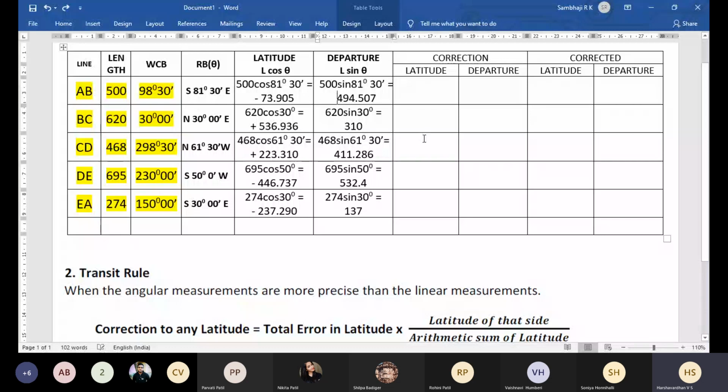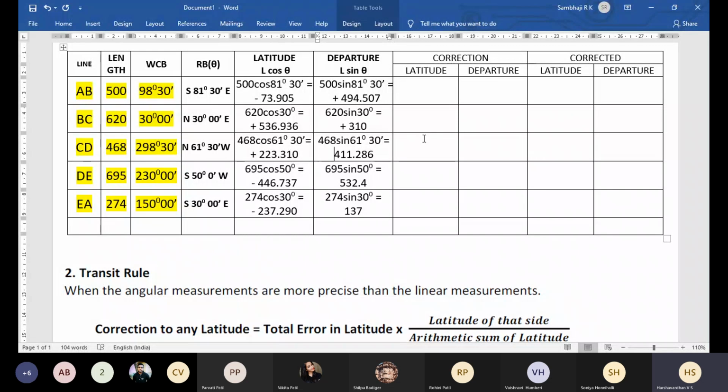Similarly, we'll put signs for departure. For departure, if it is towards east, then it is positive. If it is towards west, it is negative. So for AB, departure will be positive, it is along east. For BC, positive, it is along east.